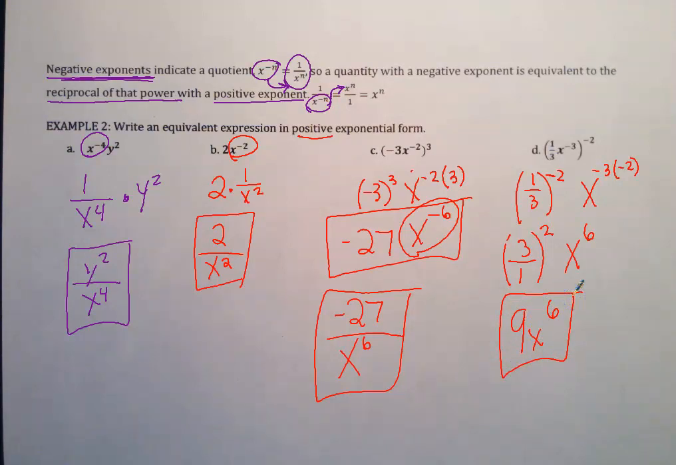Good. But this one is definitely trippy, this part right here. We hadn't seen one like that. But remember, the rule is we have to take the reciprocal. So if we have a fraction, we just take the reciprocal of it. Very good.